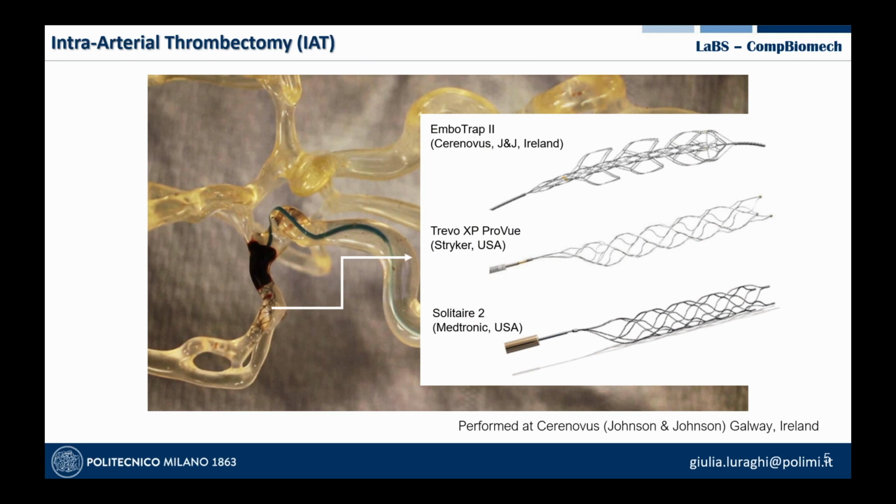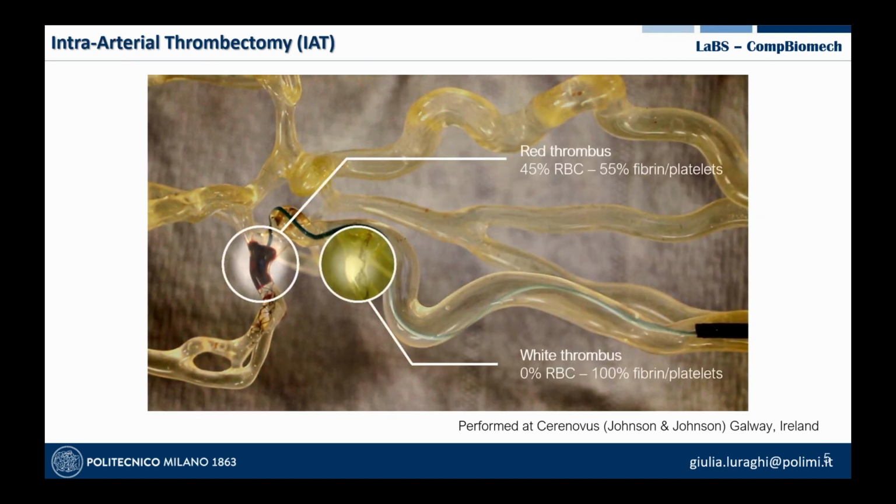The devices tested were the Embotrap, Trevo, and Solitaire, so three different commercial stent retrievers, and also the clot. We test two different types of clot: the red thrombus, composed of 40% red blood cells, and the white thrombus, so only fibrin and platelets and no red blood cells. This is because different thrombus composition reflects different mechanical performance.